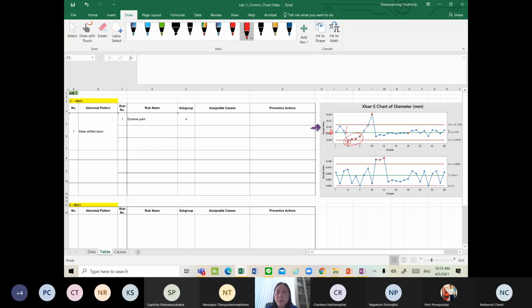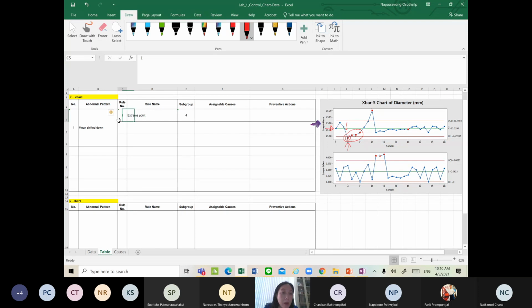Now we see that this point is much below the center line. Now it's below the LCL, and this pattern violates the extreme point rule. So this subgroup number 4, in this case, is an extreme point. It's evidence for us to make a strong conclusion that the mean was shifted down, and the assignable cause may be too large a depth of cut. So you can write it down here.